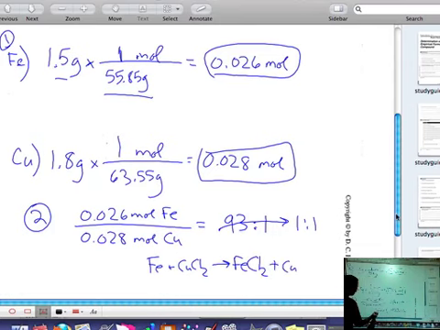Okay, it says that 1 iron, 1 mole, came in and kicked out 1 mole of copper to leave 1 mole of iron here and 1 mole of copper out here. Okay, so that's pretty good data.